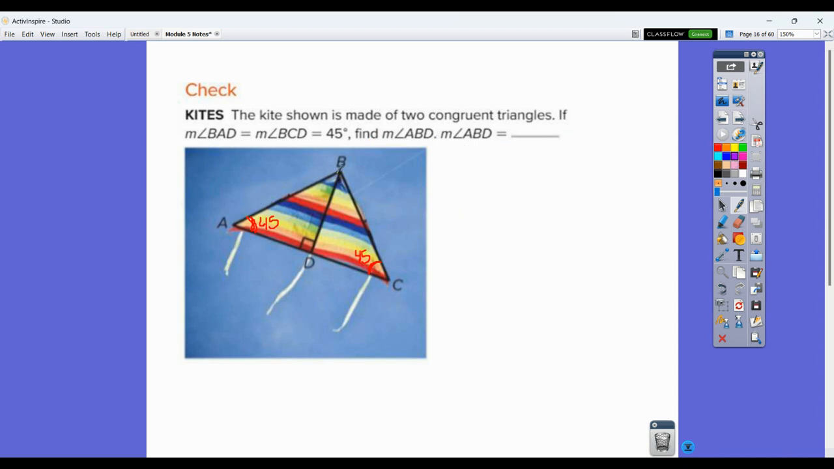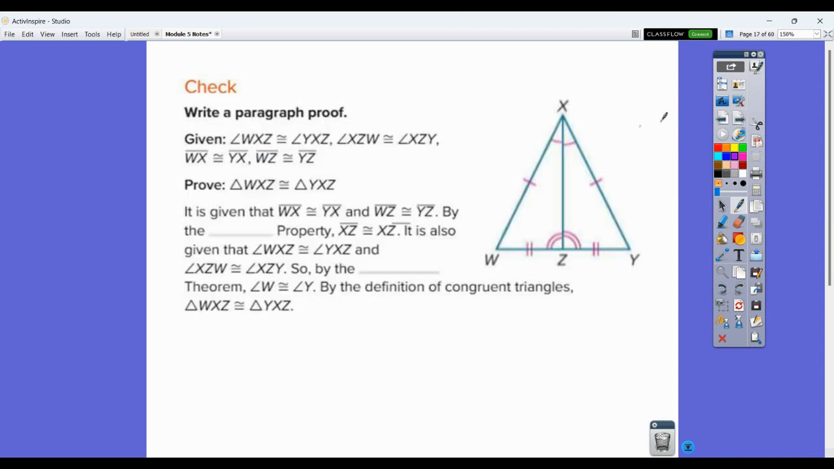So if I find ABD, that's this guy out here, and this one's marked as a 90, then this one is going to be 45. Now, that's something I know without doing the math, because I know I have 45, 45, 90. Some of you may have to do your 180 minus 90 minus 45, but this does come out to be 45 degrees there.